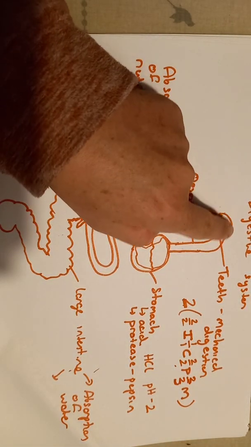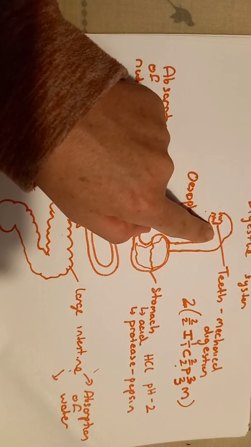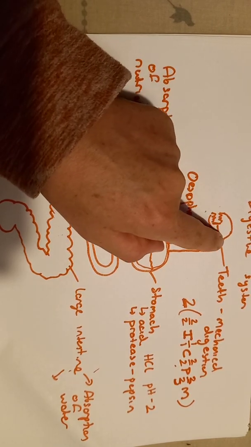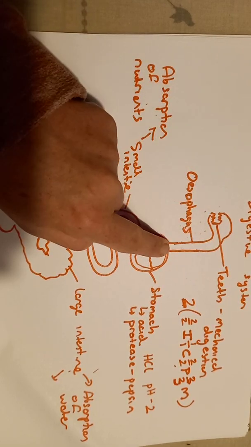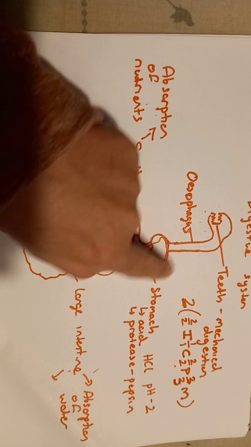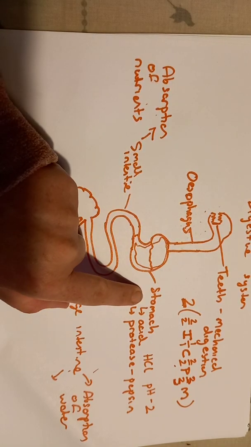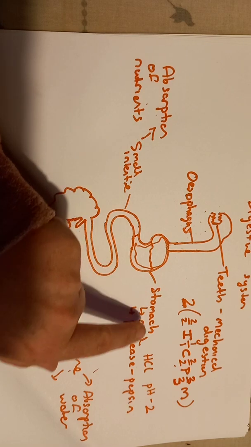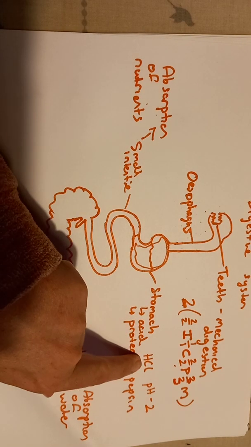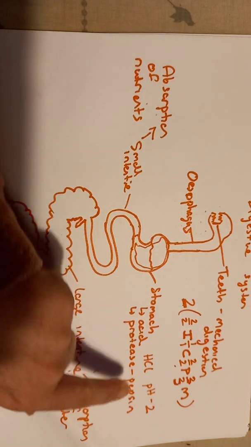Now, after your food has begun to be digested chemically and physically through your mouth, it moves by wave-like motion called peristalsis down your esophagus or your food pipe, and it goes into the bean-shaped organ called your stomach. Your stomach, girls, is where the chemical digestion occurs, because it releases an acid called hydrochloric acid, which is a pH of 2, and also releases a protease enzyme which breaks down proteins called pepsin.